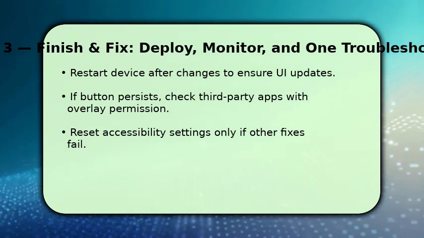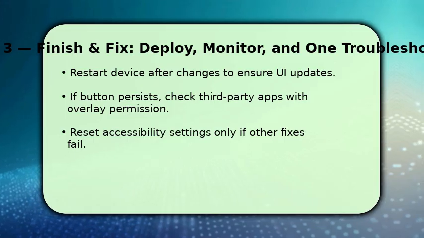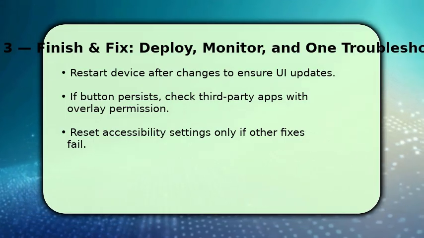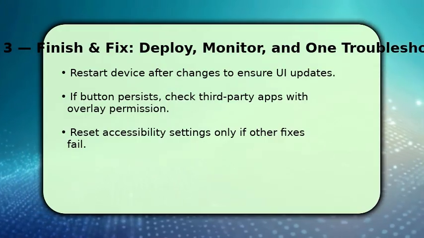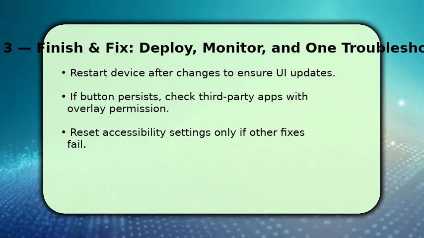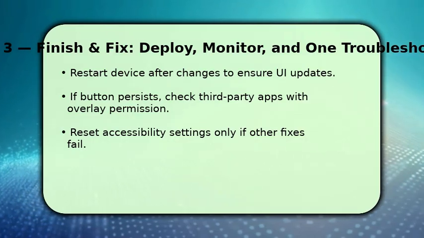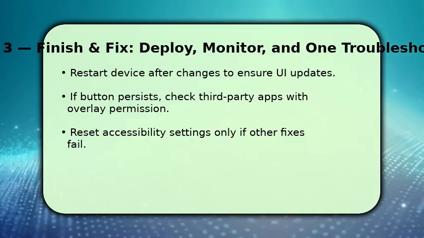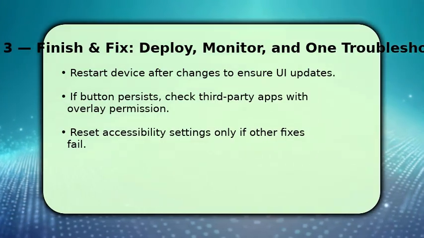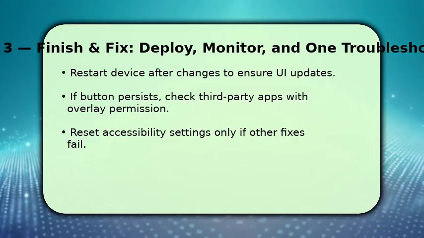If the home button still appears, inspect apps with screen overlay or accessibility permission and revoke them one by one, because some apps recreate a floating button. Make sure to test gestures or hardware buttons before resetting. If nothing else works, reset accessibility settings, but do this only after backing up, because it restores defaults that you might have customized.